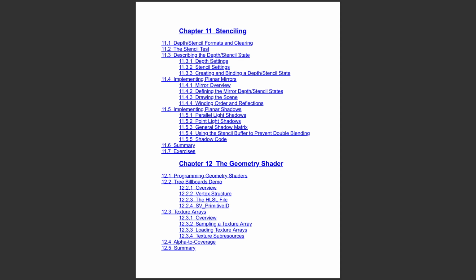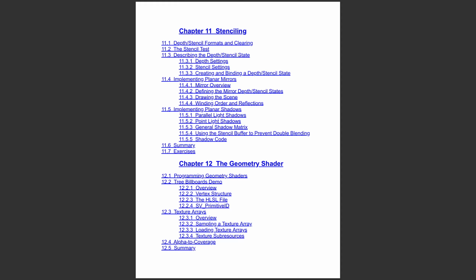Describing the depth stencil state with depth settings and stencil settings, and creating and binding a depth stencil state, as well as implementing planar mirrors, mirror overview, defining the mirror depth stencil states, and drawing the scene with winding order and reflections. And we have implementing planar shadows. So I believe this is going to be the first introduction to shadows. So we have parallel light shadows, point light shadows, and general shadow matrix, and using the stencil buffer to prevent double blending, and shadow code. With Chapter 11 having some summary and exercises.